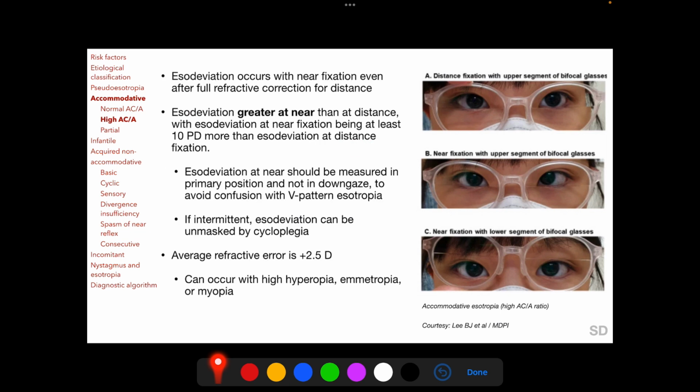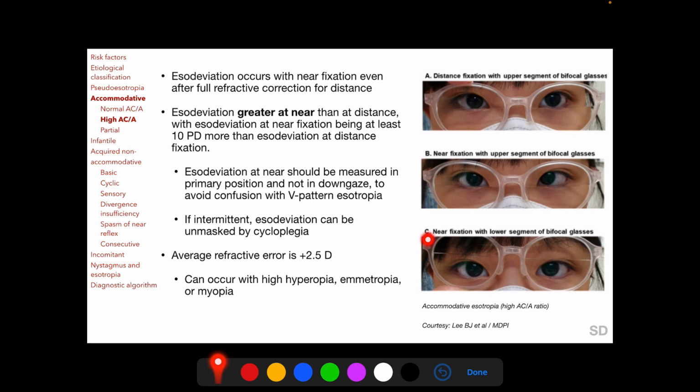In patients with high AC by A ratio accommodative esotropia, esodeviation occurs with near fixation even after full refractive correction for distance. So with the full distance correction in place, when the patient induces accommodation for near fixation, the accompanying convergence is excessive, and so the eyes appear esotropic at near fixation.